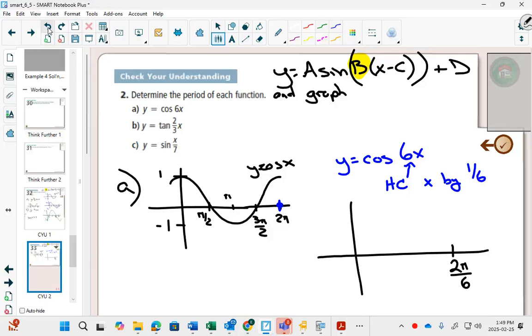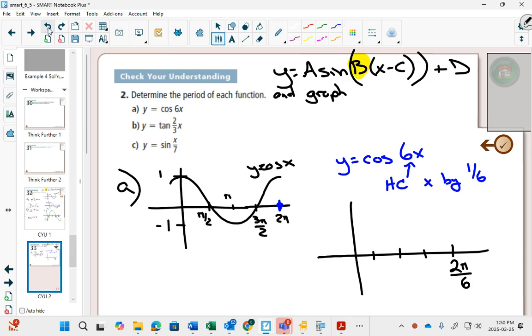Now, if we know that the full period got changed to 2 pi over 6, and normally in a cos graph you had 1, 2, 3, 4 equal sections, you take your new period and you divide it into 4 equal sections. And if you know that the full thing is 2 pi over 6, you can actually quite easily label the other ones without having to do all the mental math in between.